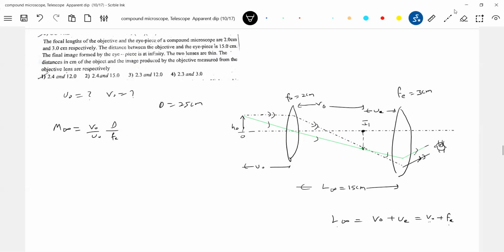If you know V0, then what is the formula? So V0, what you know, substitute with sign here, or keep it like this. Then you get U0 with sign, that U0 you substitute here.